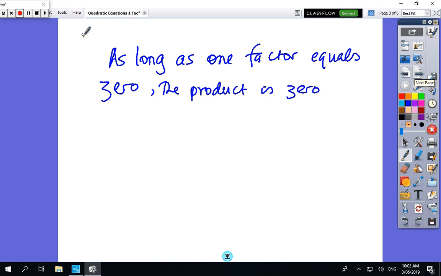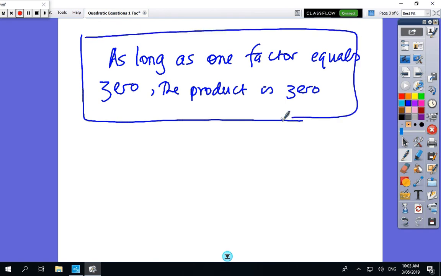So here's the key. As long as one factor equals 0, the product must always be 0. As long as one factor equals 0, the product is 0. So copy that down, and then when you're ready, come across.